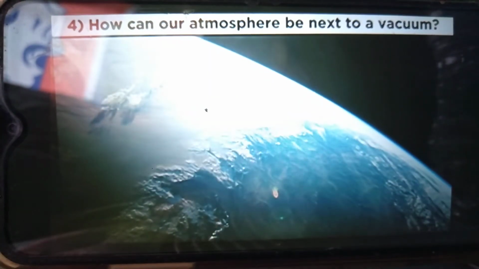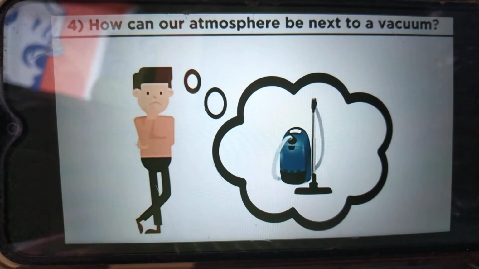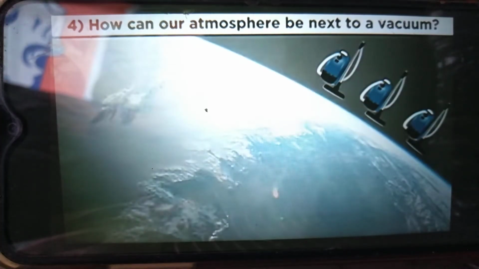Number 4. You are all quite perplexed about how Earth's atmosphere can exist next to the vacuum of space. This one is rather amusing because what's happening is that since you have no science education, your only context for the word vacuum is a vacuum cleaner. And again, because you have no science education, none of you understand how a vacuum cleaner works, which is a problem because you seem to think that outer space is a vacuum cleaner.